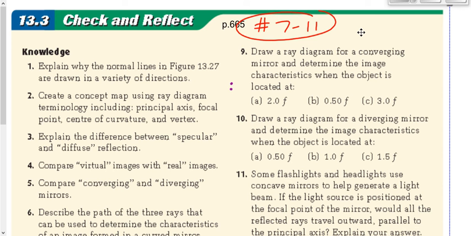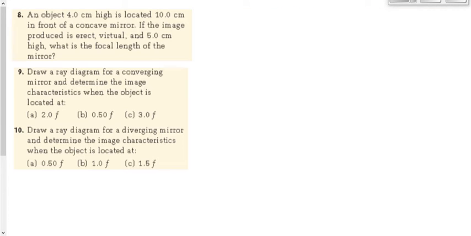We have some homework from last night, page 665, 7 to 11. We're going to check over 3 of those questions, specifically 8, 9, and 10A. Question 8 says a 4 centimeter high object is located 10 centimeters from a concave mirror.